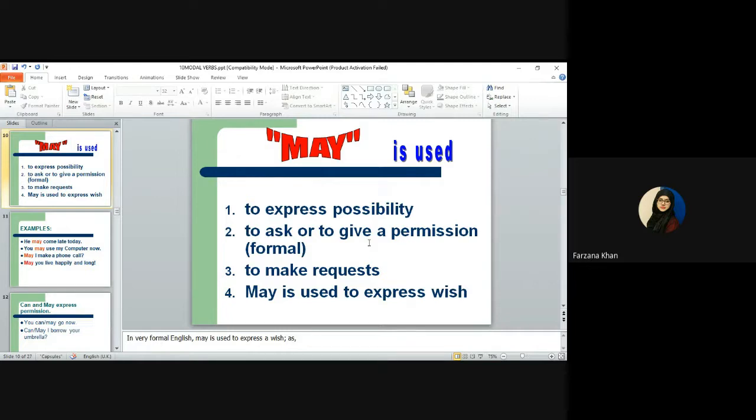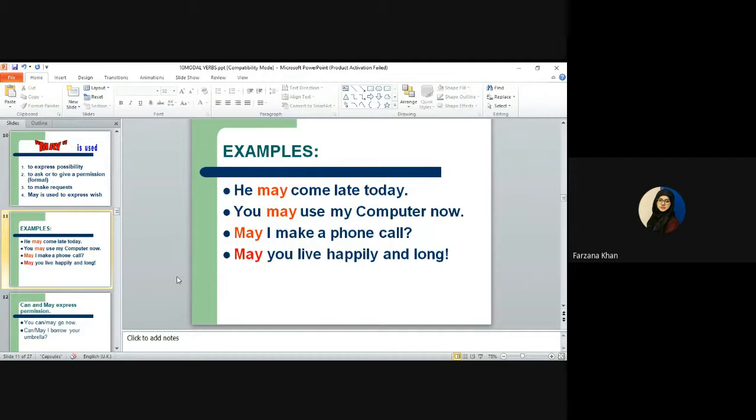First of all, may is used to express possibility. May is also used to ask for or give permission, but in a proper formal way. May is also used to make polite requests, and may is also used to express wishes. Let's discuss with examples. You can say in the first sentence, he may come late today.